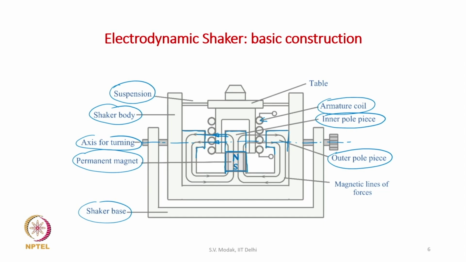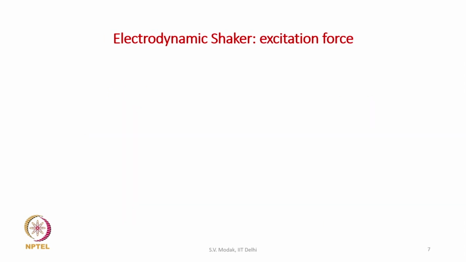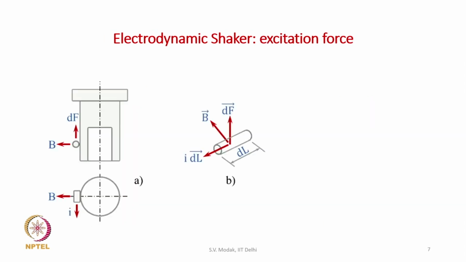So, this is the construction of the electrodynamic shaker. Now, how is this force generated? Let us look at this figure. In figure A we have shown the front view and top view of the armature with the coil, and only a small dl length of the armature coil has been shown. In the lower part of the figure, this is the dl length of the coil, which is wound around the armature.